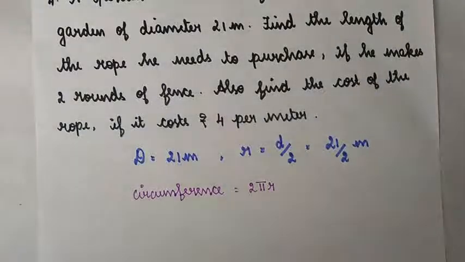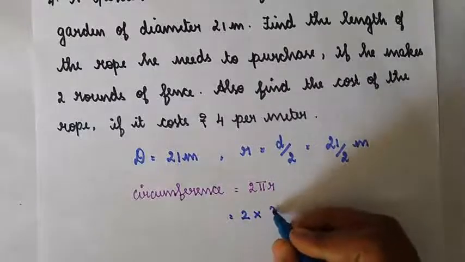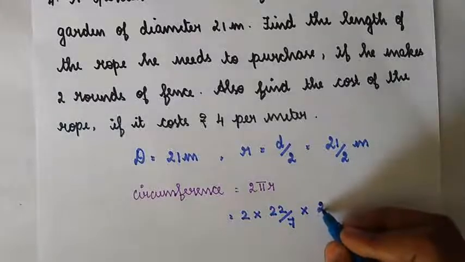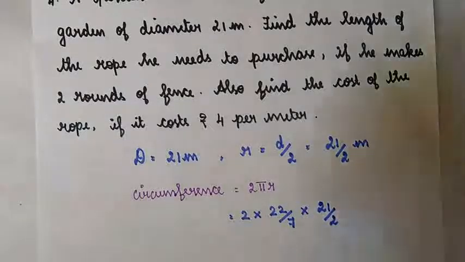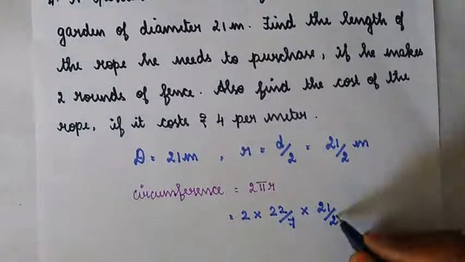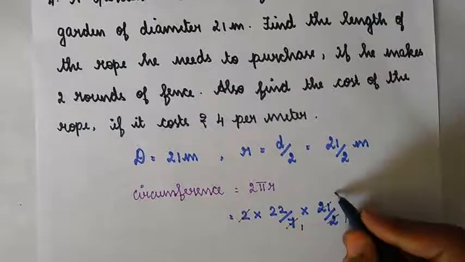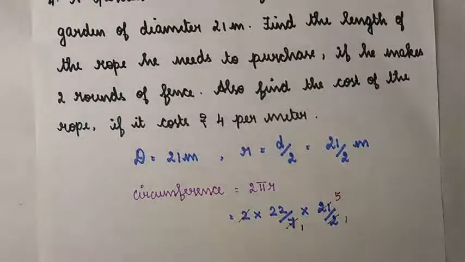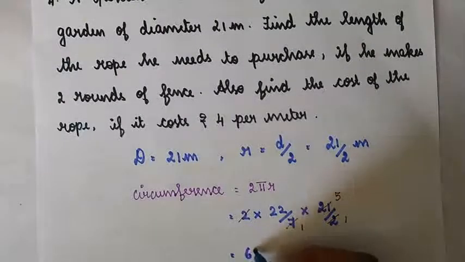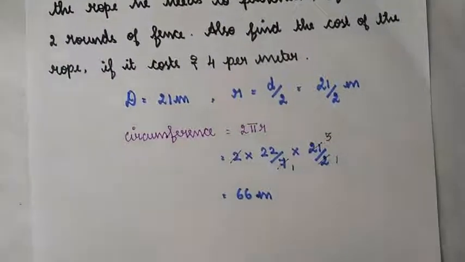Circumference equal to 2 pi r. 2 into, what is the value of pi? 22 by 7 into r, which is 21 by 2. Next we have to cancel. 2 cancel. 7 ones are 7. 3 sevens are 21. Next 22 into 3, 66. So circumference is 66 meter.